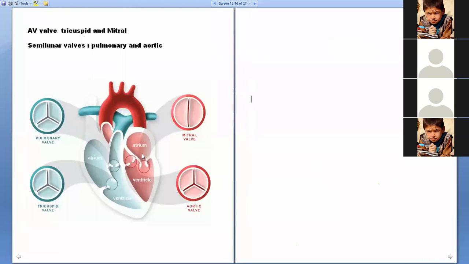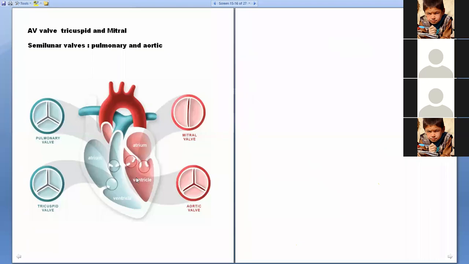Between left atrium and left ventricle, we have a valve. This valve, this is the most significant valve. I can't stress enough. This is mitral valve, okay? This is located here. Just look at the structure of these valves. All of these valves have three cusps, one, two, three, one, two, three, but the mitral valve has two cusps, one, two, remember it, okay?